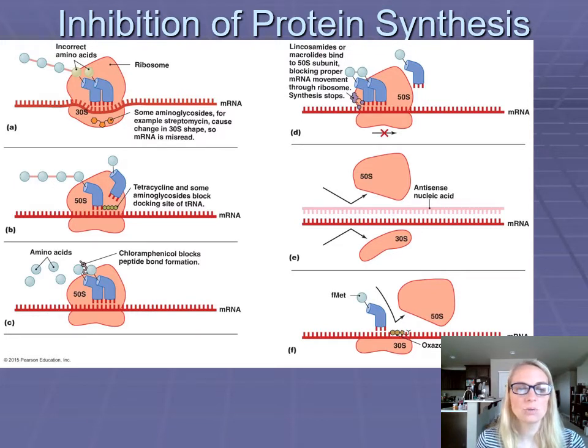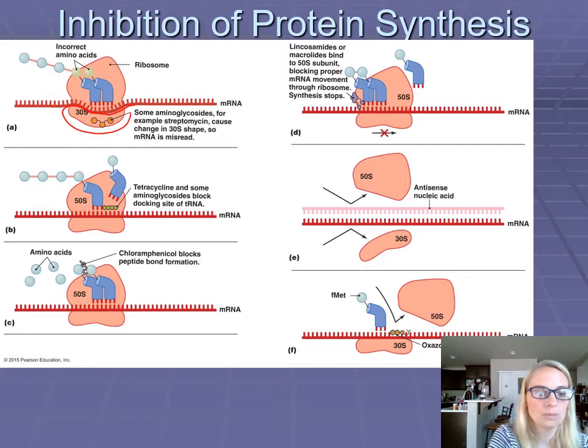It binds to the 30S subunit. Remember, there's a large and a small. The 50S and the 30S subunit give you the 70S total sedimentation rate. So these particular drugs bind to the 30S subunit, and you'll see it kind of distorts it. It puts it in this little downward curve.